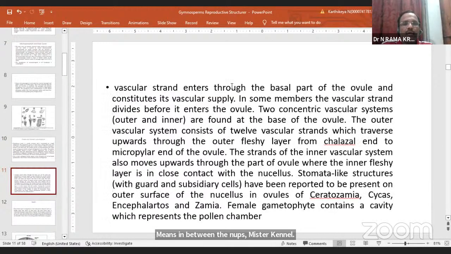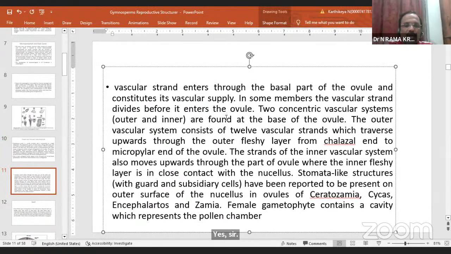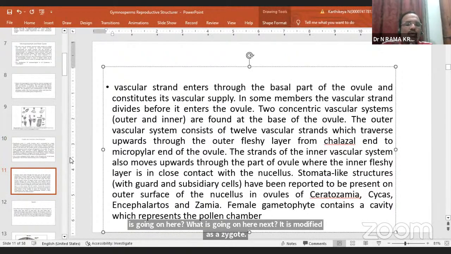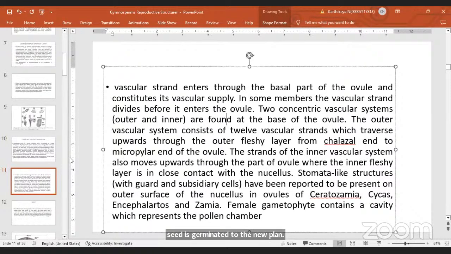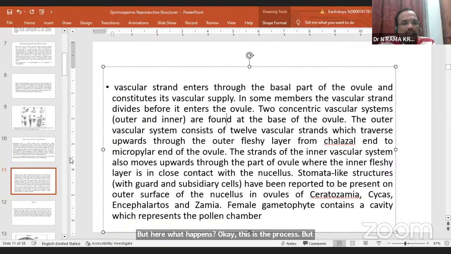Okay, when it enters the female reproductive organs, what happens here? It completes the fertilization. When fertilization is completed, what is going on here? Next, it is modified as a zygote. The zygote is modified as a seed. The seed germinates into the new plant. This is the process. But here, what happens after the fertilization?